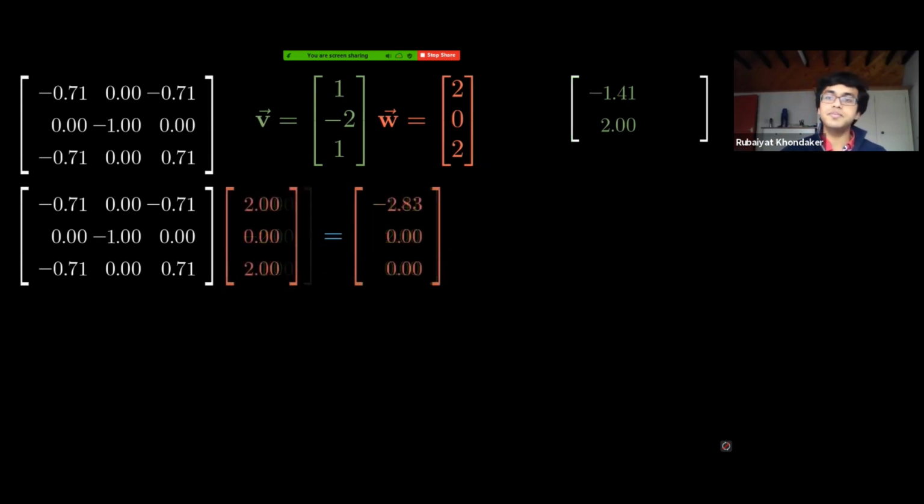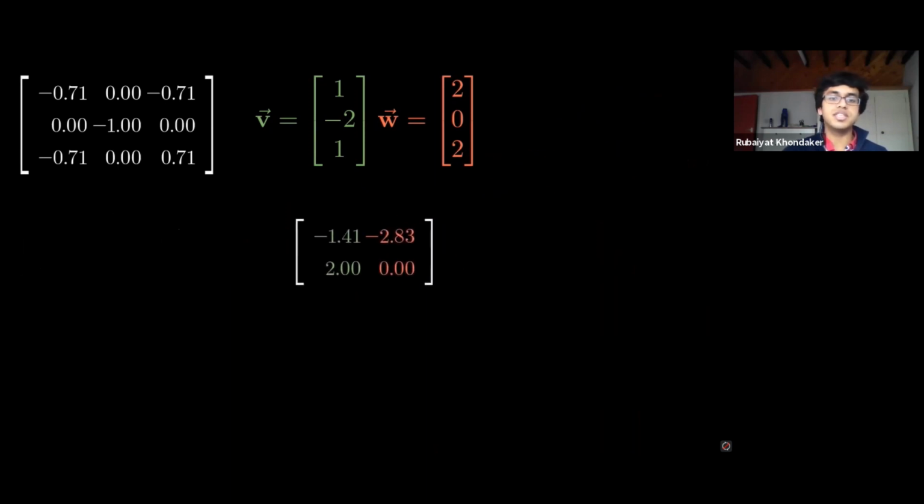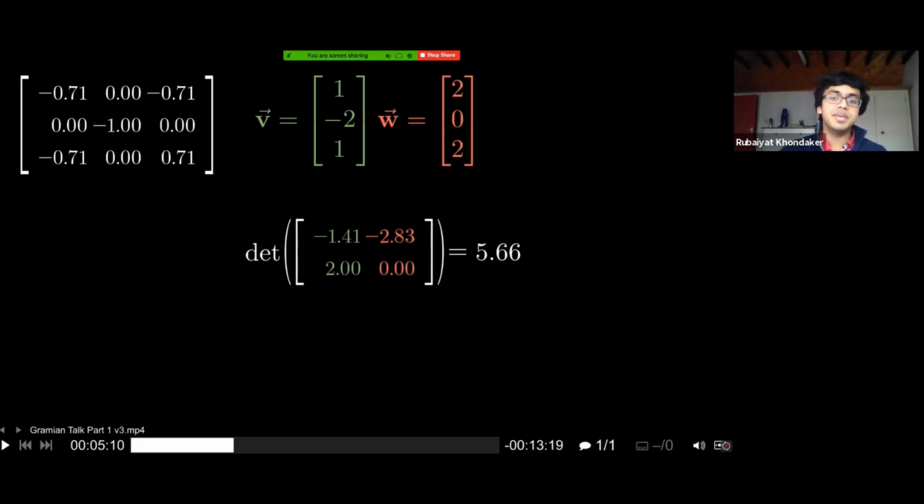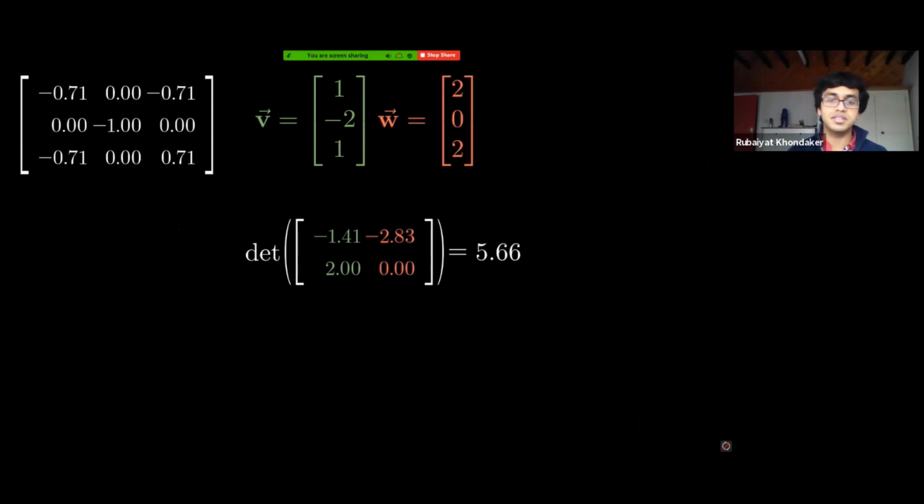Then we do the same for W. And then you just take the determinant of this matrix. And that actually is 5.66, because AD is 0, and BC is 2 times -2.8, which is about 5.6. So yeah, that does work out. So this is another way to think about it.